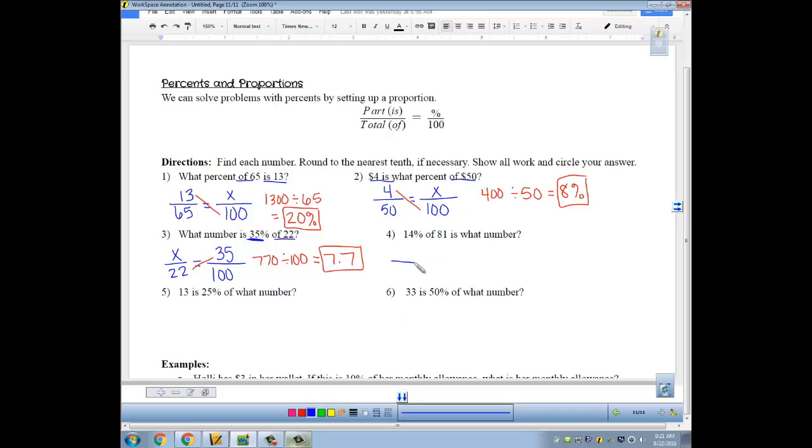Number 4, set up the proportion. 100 in the bottom right. This is 14%, so I'm going to put that over 100. Of 81, don't know the is. Cross multiply, 81 times 14 is 1,134. Divided by 100 is going to give us 11.34. My directions, though, say round to the nearest tenth. So 11.34 round to the nearest tenth is 11.3.